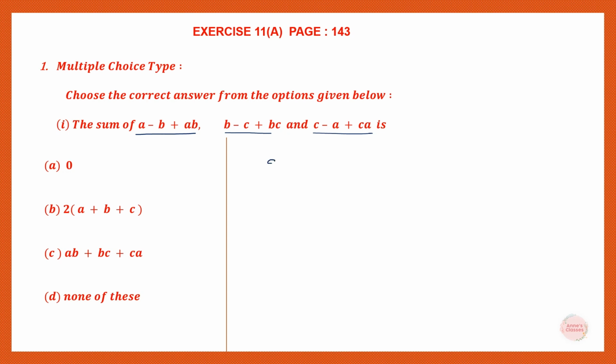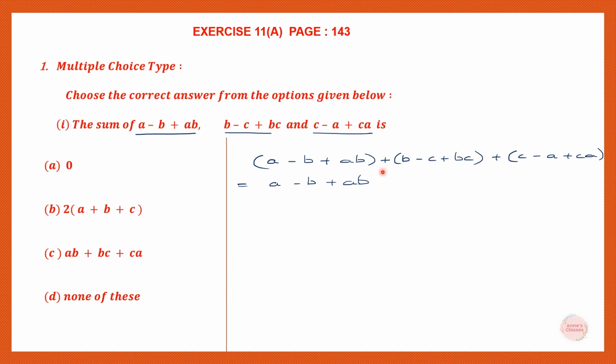So here we have a minus b plus ab. This is the first polynomial. To this we're going to add the second one, which is b minus c plus bc, and then we're going to add the third one, which is c minus a plus ca. So now let's open the brackets. So here it is a minus b plus ab. Now we're going to open the other bracket.